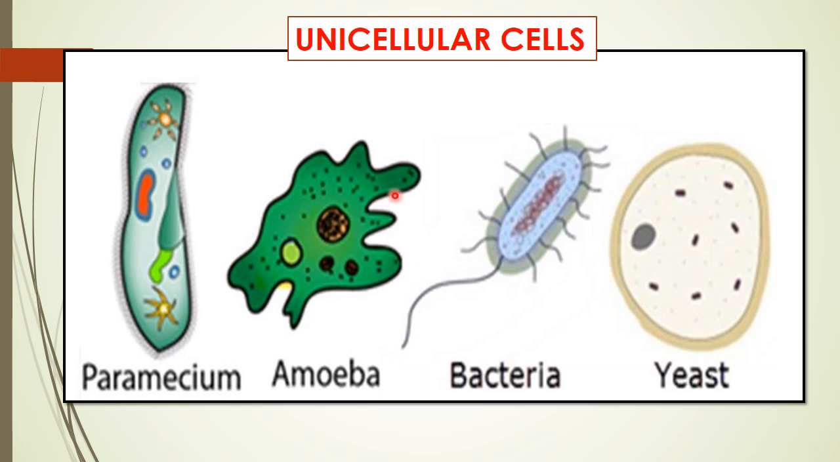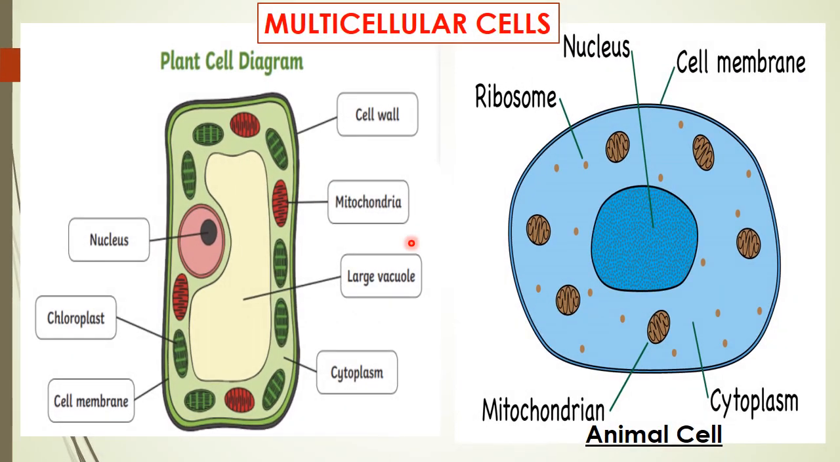Some examples of unicellular organisms are paramecium, amoeba, bacteria and yeast. They are made up of one single cell only. Multicellular cells are of two types, plant cell and animal cell. Let us compare plant cell and animal cell.